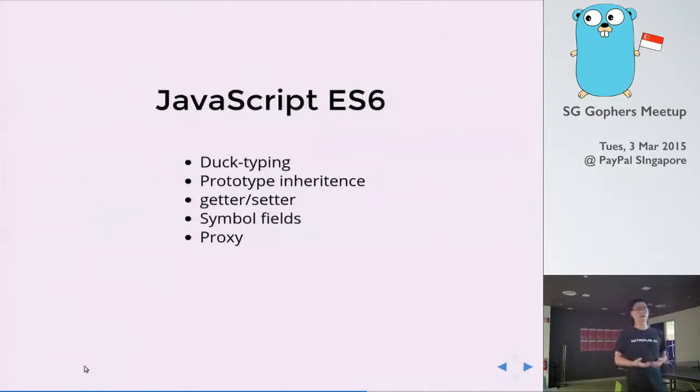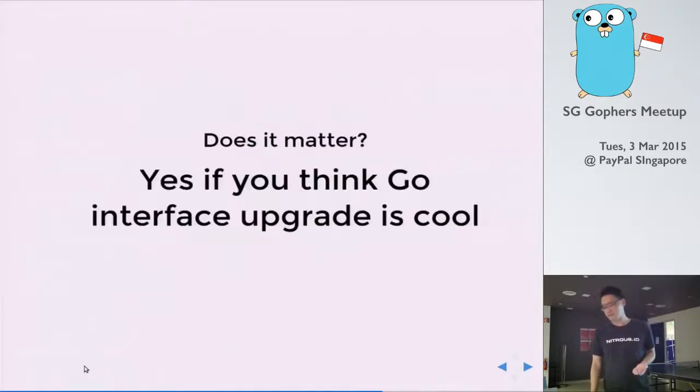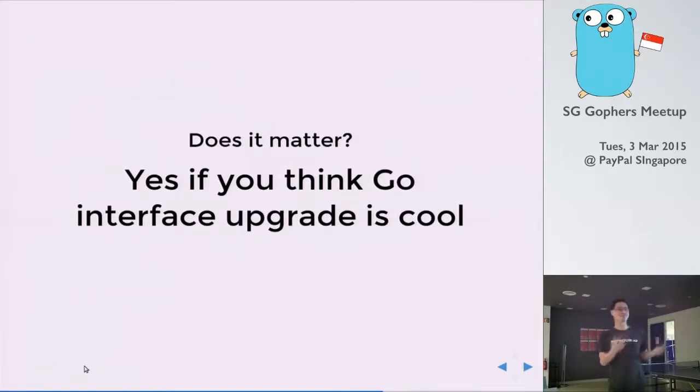And then JavaScript also has getters and setters. And in the new version of JavaScript, there are also symbol fields that make it much simpler to define methods without name clashing. So you can define a very general name like a tag, and not need to worry about it clashing with some other interface definitions, for example. So after hearing all this, maybe you don't care, or maybe you do. But if you think the Go interface upgrade feature is cool, then you should definitely look more into taking advantage of this kind of power.